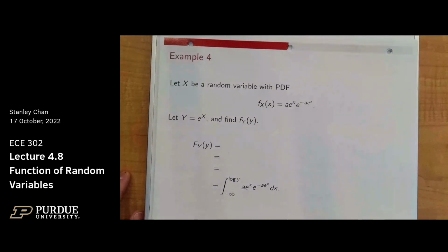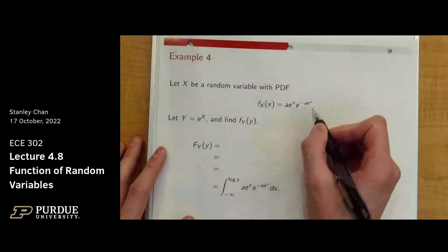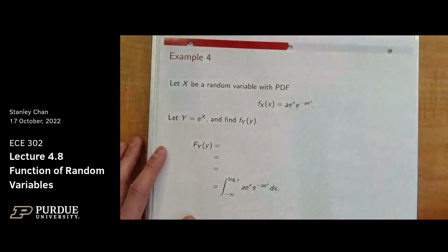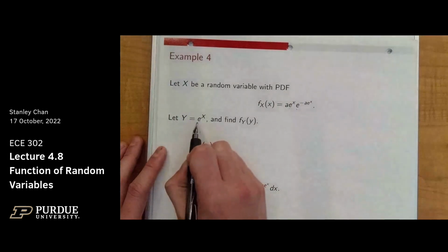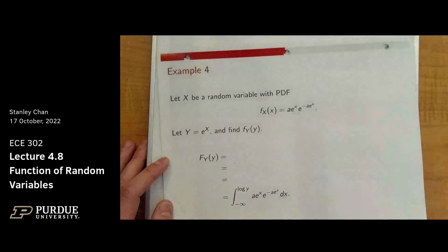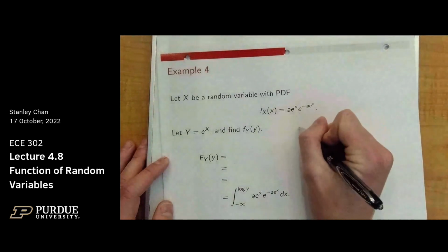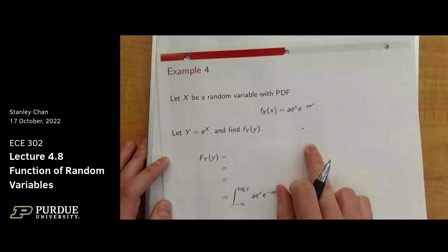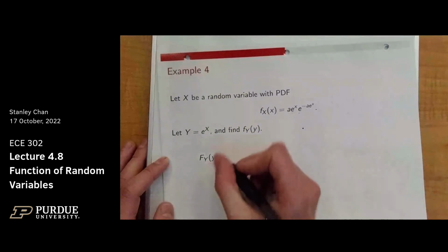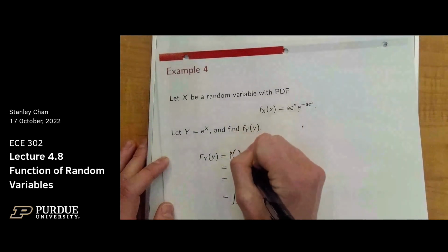So we let x be a random variable with this PDF. And so you've got something that looks kind of gross, because you have e to the x, and then also e to the x. And now you're letting this be another e to the x. So just to make it explicit, so now you're trying to find f_Y(y). So you need to get, you've got this.